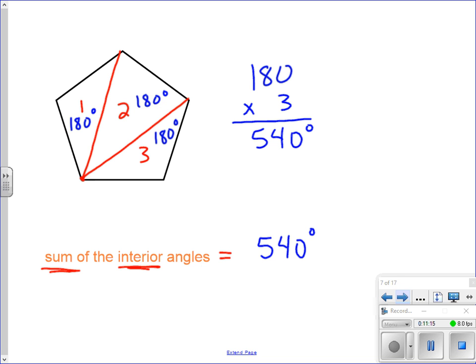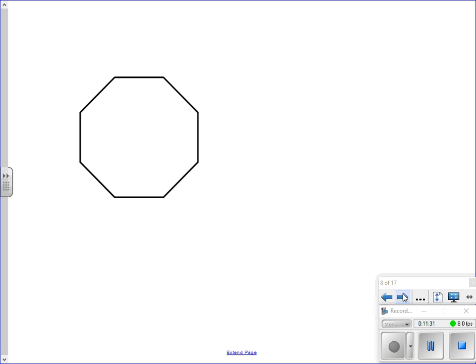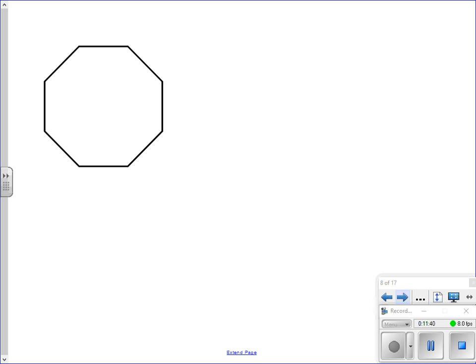Now remember, a triangle was 180 degrees, and a square or rectangle was 360 degrees. And now we're at a pentagon is 540. Now here we've got an 8-sided shape, an octagon. And how many triangles could we make out of that? Notice that each angle is getting bigger as there's more sides.